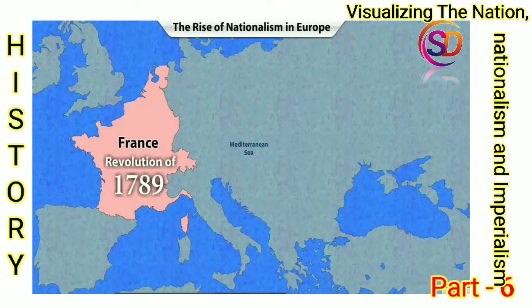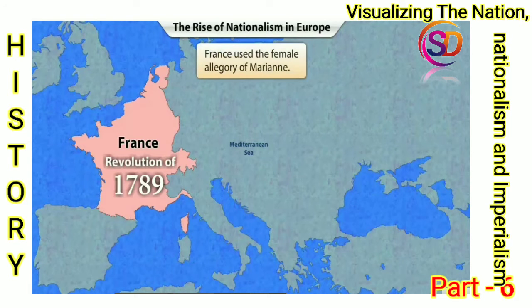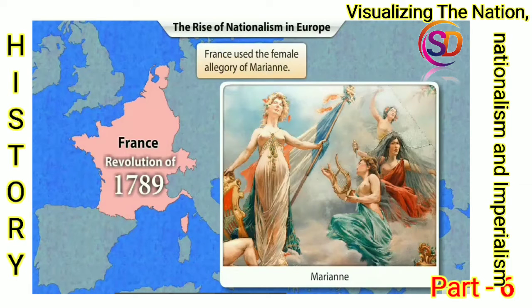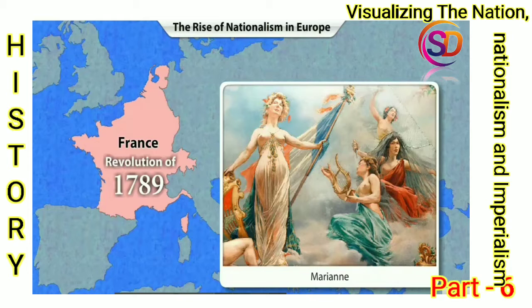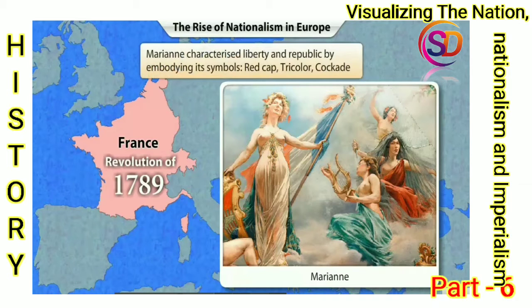During the French Revolution, artists used the female allegory Marianne to represent France as a people's nation. She characterized the tenets of the French Revolution. It had the red cap, the tricolor, and the cockade as symbols of liberty and republic.